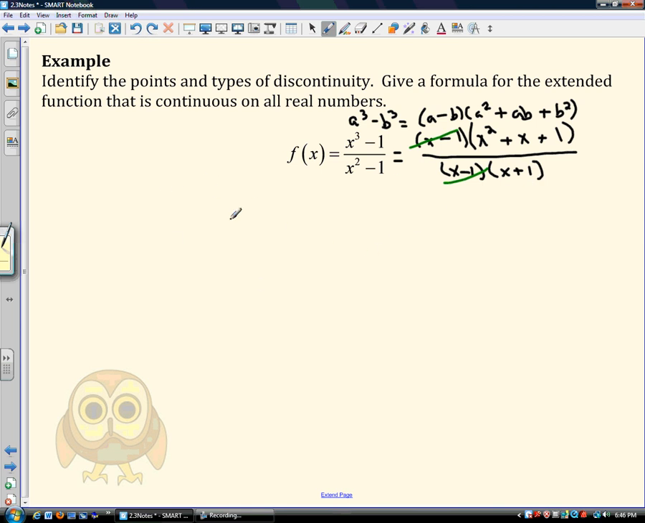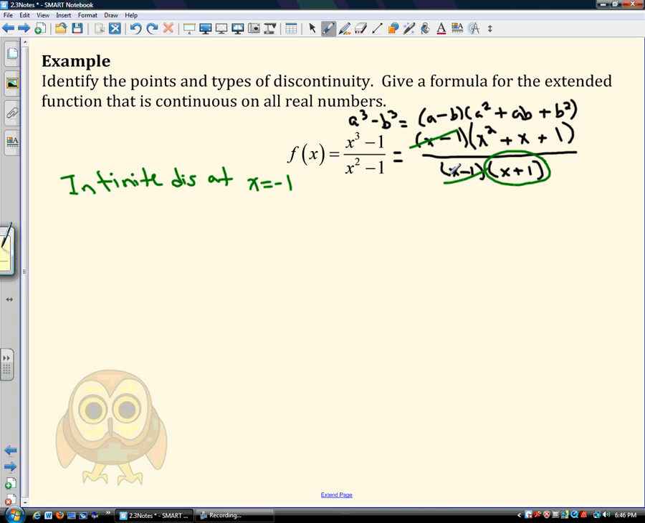Okay, so what are we doing? Identify the types of discontinuity. We're going to have a vertical asymptote at x equals -1. Vertical asymptote, so that's our infinite discontinuity at x equals -1.